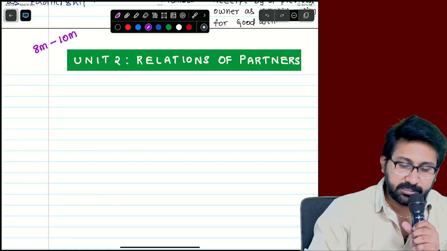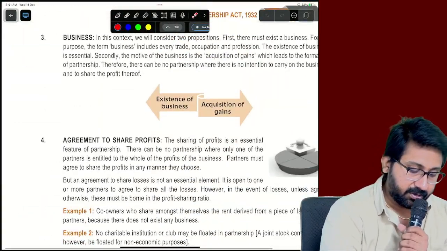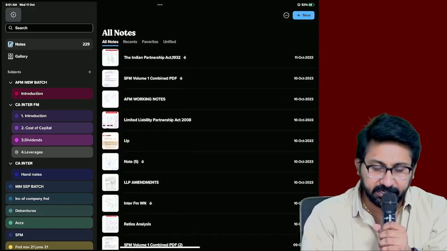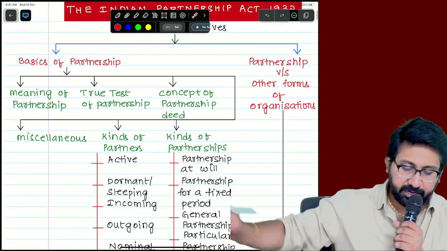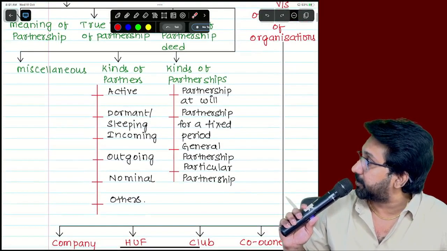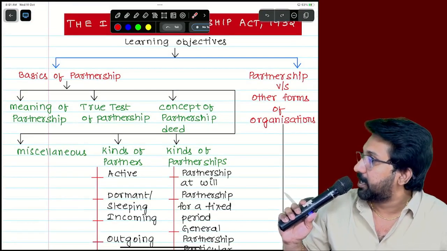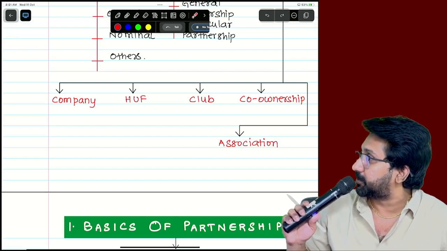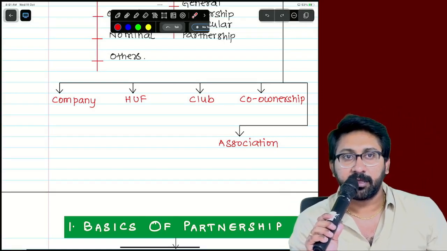In relations of partners, what are all the learning objectives? In unit number 1, if you observe, the first thing we have written is what are all the contents applicable for exams. See the screen once. Like this we have written. Basics of partnership, meaning, true test, concept of partnership. After that, kinds of partnership, kinds of partners, miscellaneous, and lastly partnership versus other forms of organization. In that again, partnership versus company, partnership versus HUF, partnership versus club, partnership versus co-ownership, partnership versus association. We have covered everything or not.